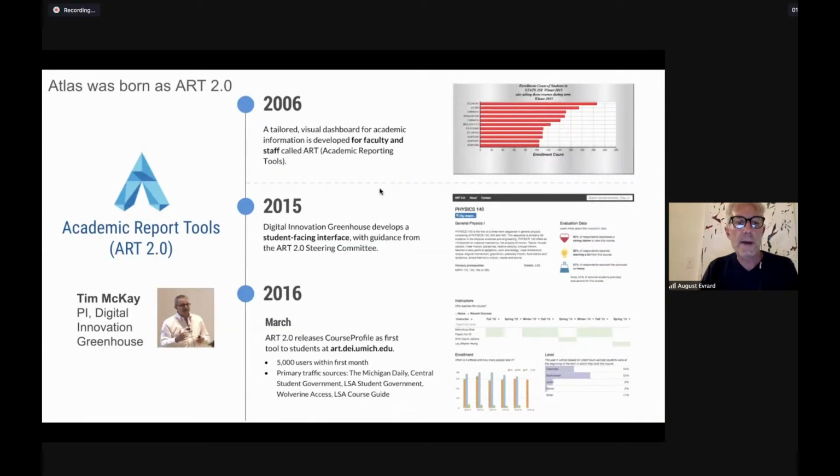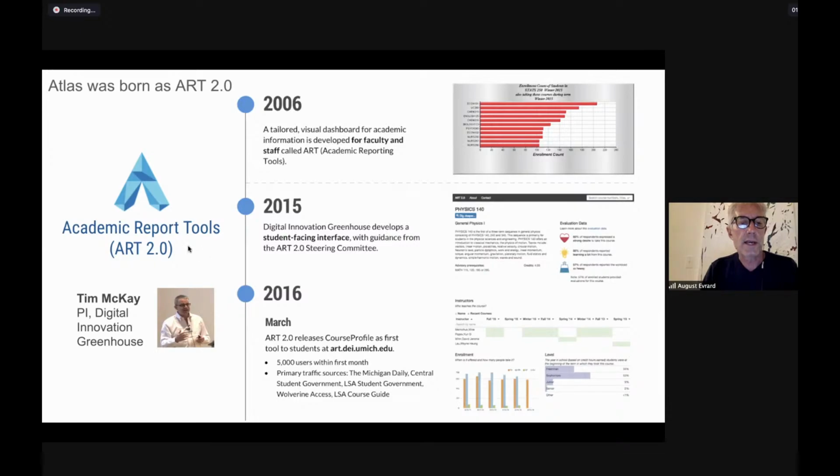So this came out of my work with those folks building what's now called Atlas. And Atlas started in 2016 as a reboot of a service that I brought to campus in the College of LSA back in 2006, which was called Academic Reporting Tools, and it was aimed at faculty and staff. And it was basically visual dashboards of behaviors, right? Although we didn't call them dashboards back in 2006.